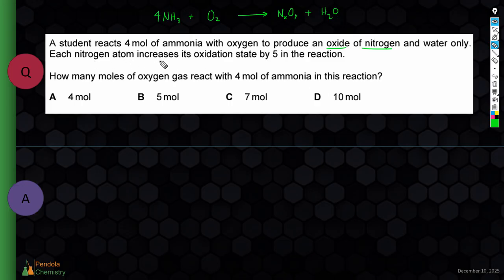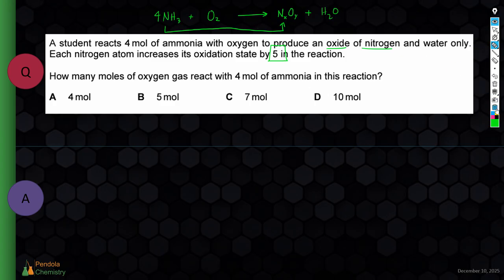Each nitrogen atom increases its oxidation state by 5 in this reaction. So when we look at this, we can tell that the oxidation number of the nitrogen is going to go up by 5. Meaning if we aren't able to tell what the oxidation number is for ammonia, we can then figure out what the oxidation number will be of this right here.